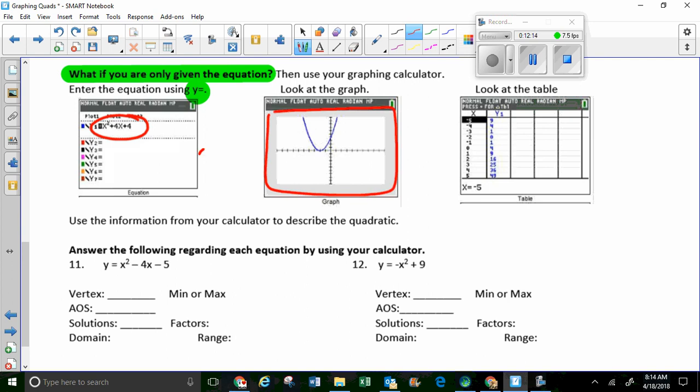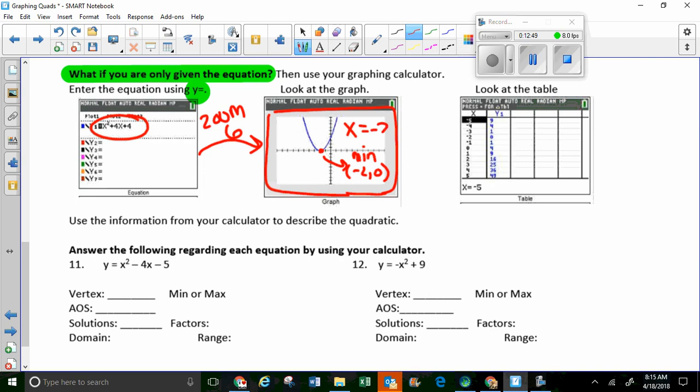If you did not get this graph from that equation, then go ahead and hit zoom, which is one of the top buttons. Zoom 6, and you should see that graph. So I can tell from here that it's got a minimum, right? And the vertex is at, I'm sorry, not 0. The vertex is at negative 2, 0. I can also see that it's got one solution, one x-intercept.